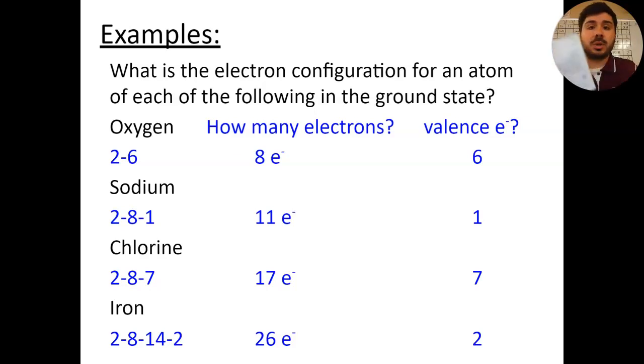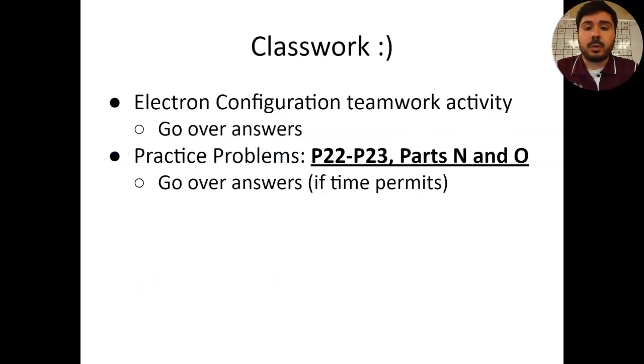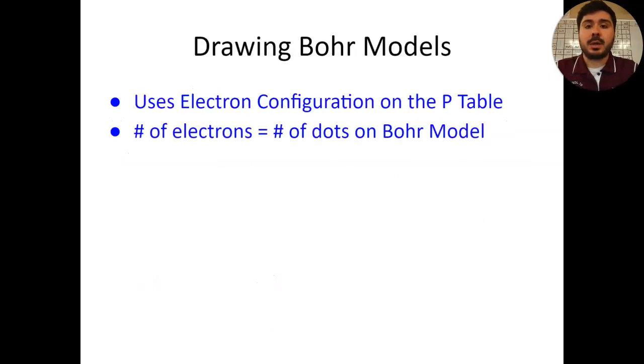So electron configuration from the periodic table tells us a lot more than what we think it does, right? On the surface, it's just a bunch of numbers with dashes. But like usual, knowing how to read the periodic table and translate that into more information is really, really important. And that's what this electron configuration stuff really does for us. So that was yesterday. Let's focus on what we're going to look at today, which is drawing Bohr models.